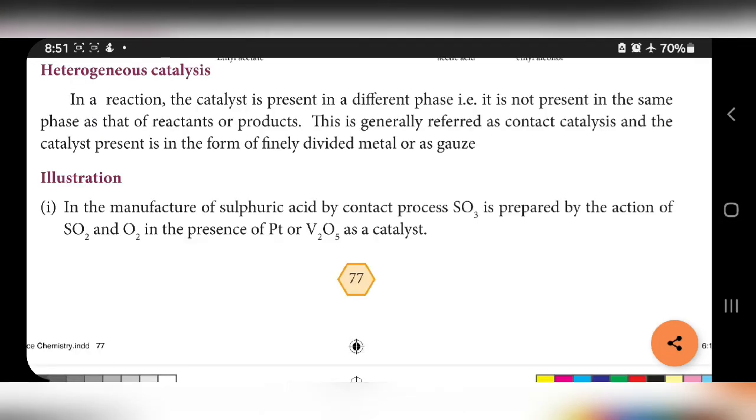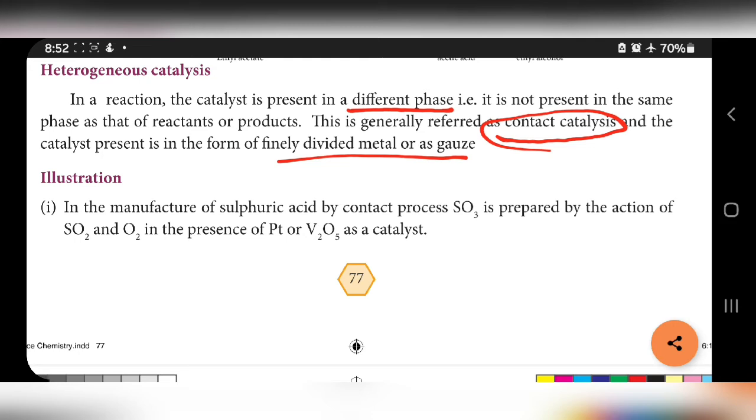Next one, heterogeneous catalysis. Hetero means different. Reactant, product and catalyst are in different phases, and that is called heterogeneous catalysis. The catalyst is not present in the same phase as the reactant or product. So this is generally referred to as contact catalysis, which is another name for heterogeneous catalysis. The catalyst is present in the form of finely divided metal or powder, so here the catalyst is present in finely divided form.